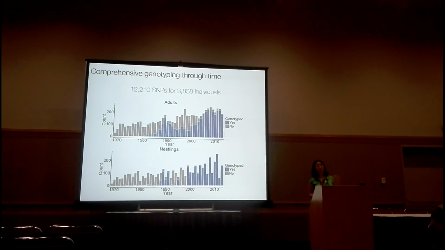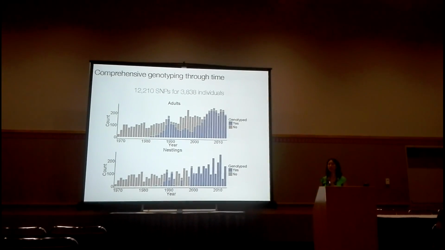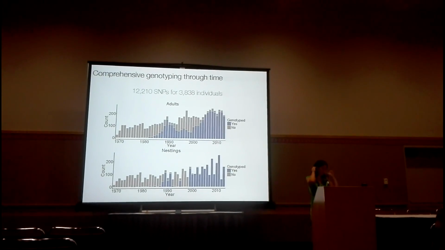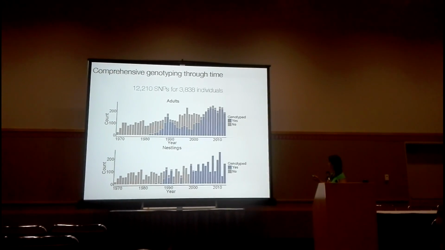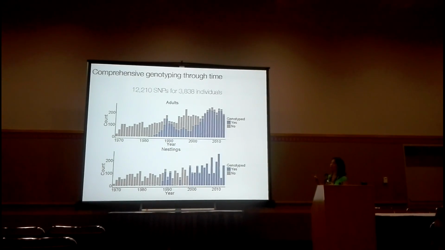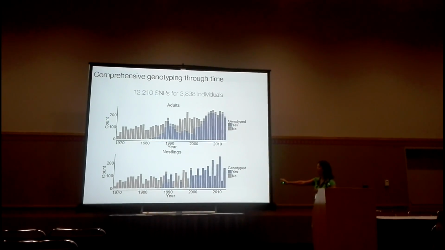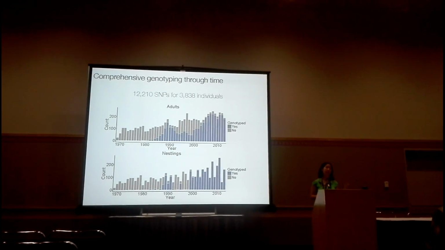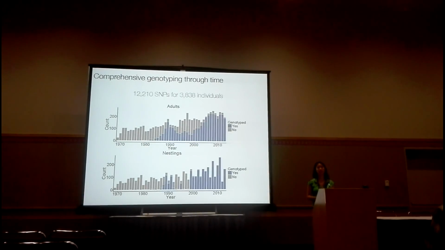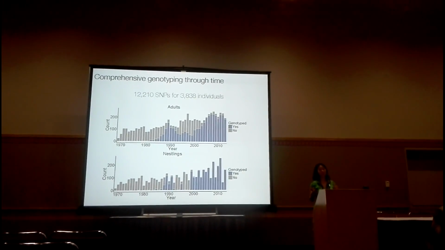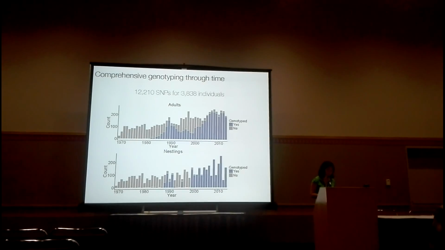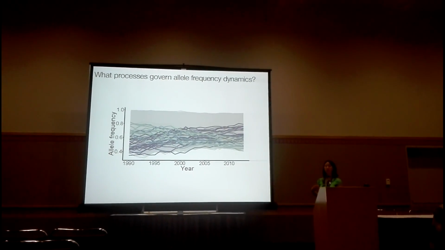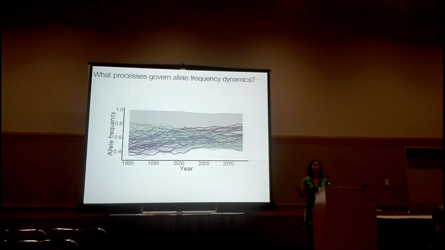So what we've done is design custom Illumina Infinium chips and genotyped about 3,800 individuals in our population at 12,000 SNPs scattered across the genome. Here I'm showing you in gray bars the total number of either adults or juveniles in our population through time, and in blue I'm showing you the number of individuals that we have genotype data for. As you can see, we've sampled nearly every individual in our population for the past 10 years. So using these data, we can look at allele frequency dynamics at SNPs across the genome.